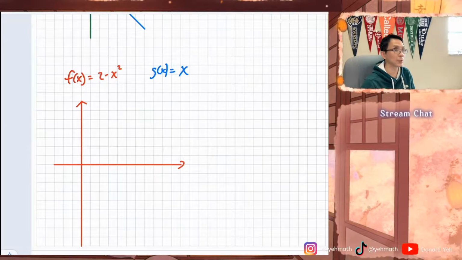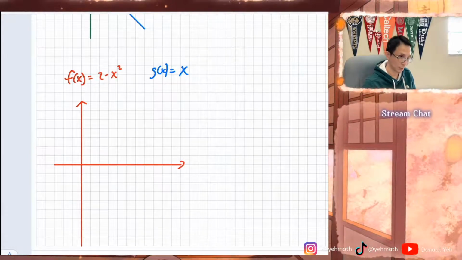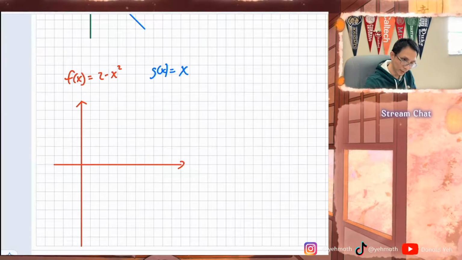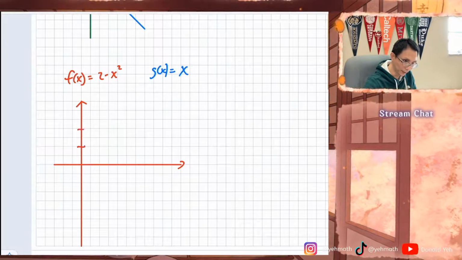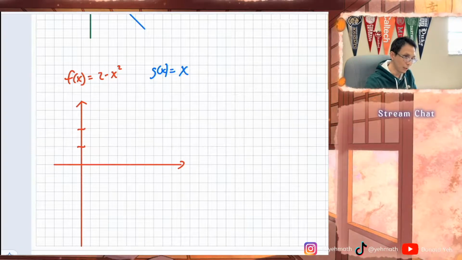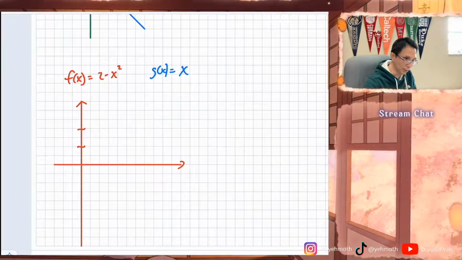But the 2, what's the 2 gonna do? It's gonna move it up 2, not 2 to the left. y equals 2 when x equals 0. So yeah, the vertex is gonna be up here, curved right here.